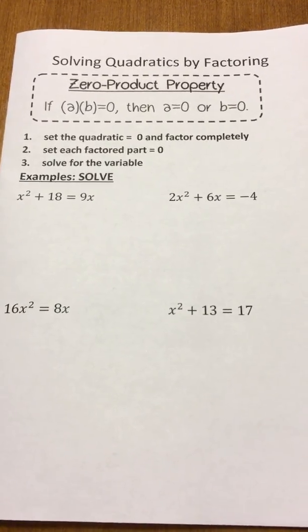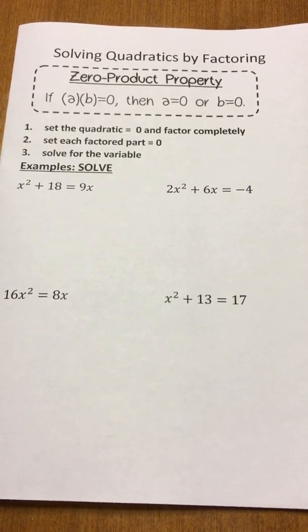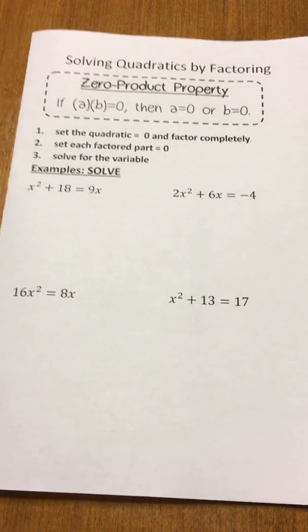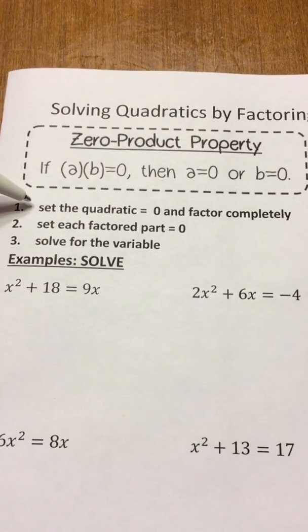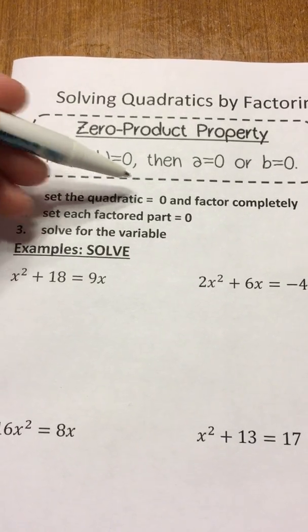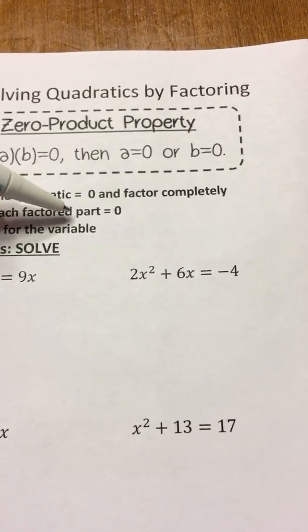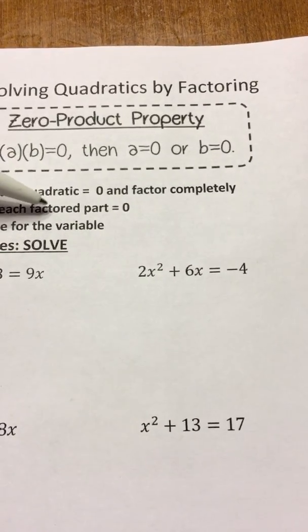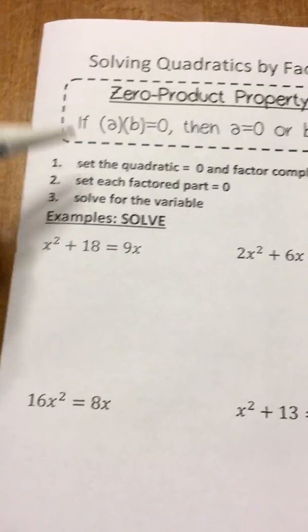Okay, students, I'm going to go through the lesson on how to solve quadratic equations by factoring. I have several examples here to go through so that you can learn the process. Step 1 at the top says set the quadratic equal to 0. Then we will factor each part and set each factored part equal to 0 and then solve for the variable.